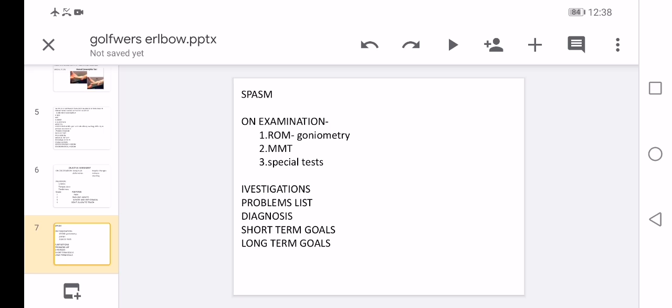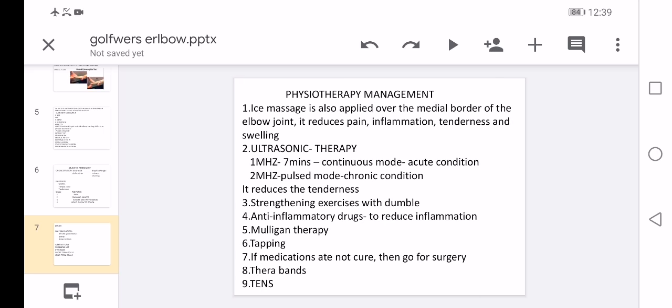Next, your short-term goals are to reduce the pain and also to gain the patient's confidence level. And long-term goals are to overcome the difficulty in the movements, and the patient can get back to normal sports activity if he's a sports person, also gaining some confidence level.